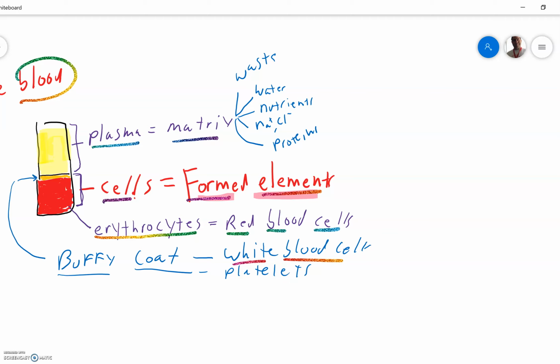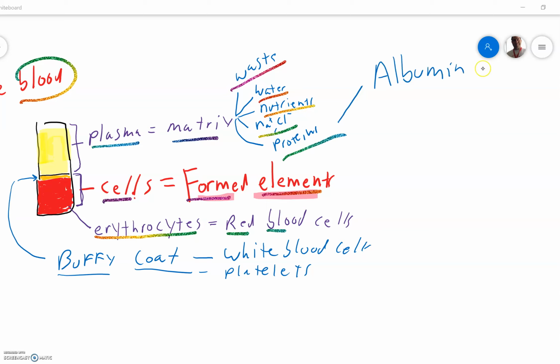Now, the plasma is going to be made up of waste products, water, nutrients, sodium and chloride, and proteins. We talked about 3 proteins. Albumin deals with water retention. And it's very important. If it wasn't for albumin, you would lose a lot of fluid. That could lead to pulmonary edema, which would be very bad. It could be edema in your limbs, which crushes nerves.